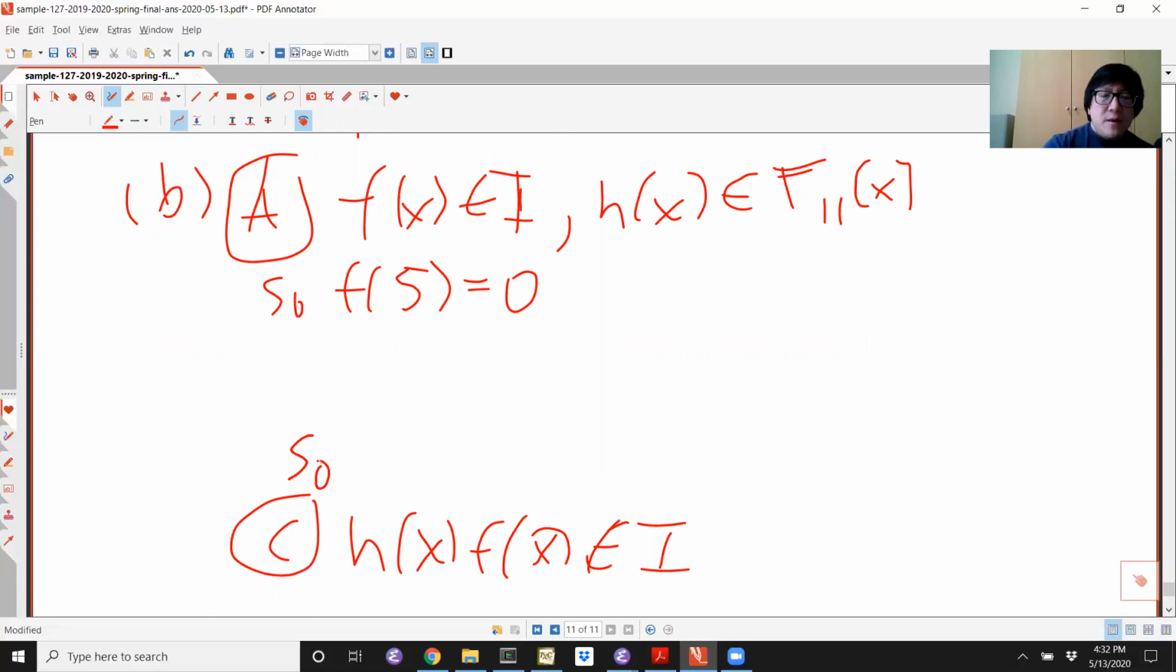What we want, the goal that we want to reach at the end, is that h of 5 times f of 5 is equal to 0, because that's what it means for that polynomial h of x times f of x to be in I.